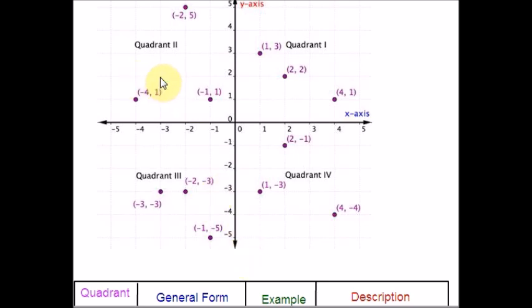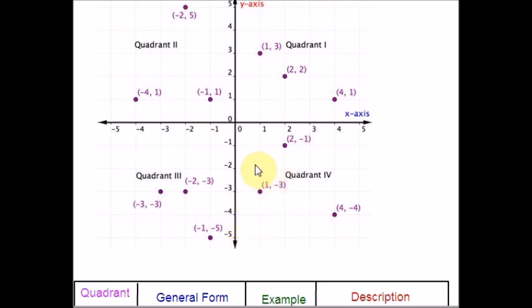So for the second quadrant, the x coordinate will be negative and the y coordinate will be positive. Am I right? So starting from the origin, go along the x-axis in a negative direction, left side, and along the y-axis in a positive direction, upwards. So for the fourth quadrant, start from the origin, go along the x-axis in a positive direction, right side, and along the y-axis in a negative direction, downwards.